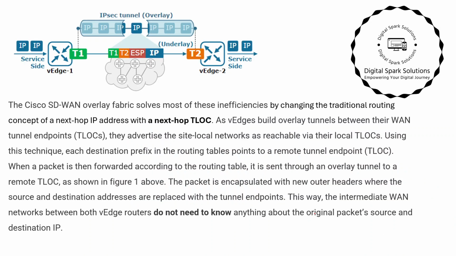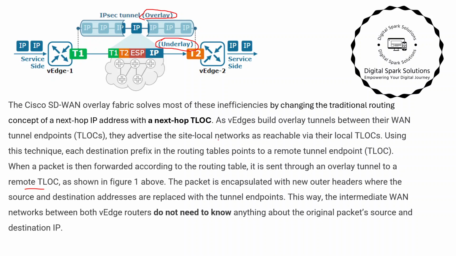The Cisco SD-WAN overlay fabric solves most of these inefficiencies by changing the traditional routing concept of a next hop IP address with a next hop TLOC. As V-edges build overlay tunnels between their WAN tunnel endpoints, TLOCs, they advertise the site local networks as reachable via their local TLOCs. Using this technique, each destination prefix in the routing tables points to a remote tunnel endpoint, TLOC. When a packet is then forwarded according to the routing table, it is sent through an overlay tunnel to a remote TLOC, as shown in Figure 1 above.